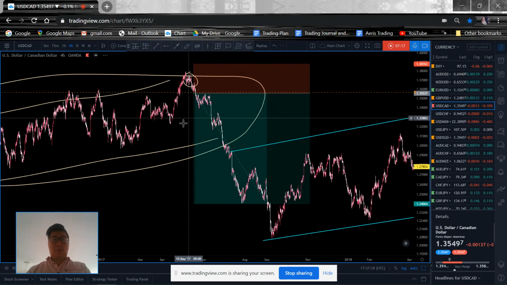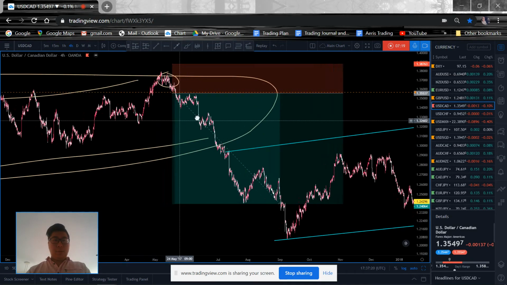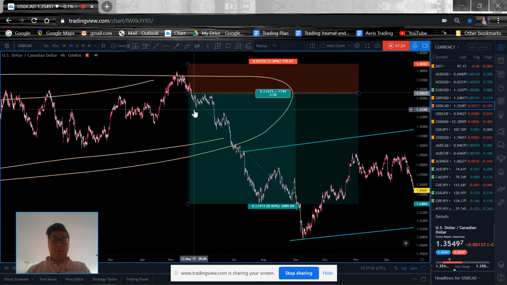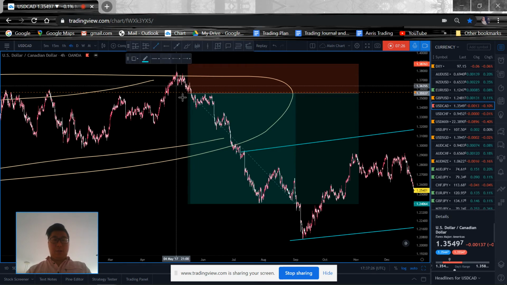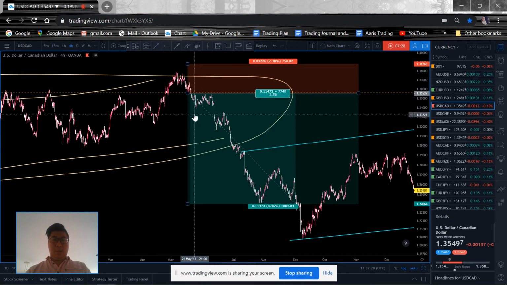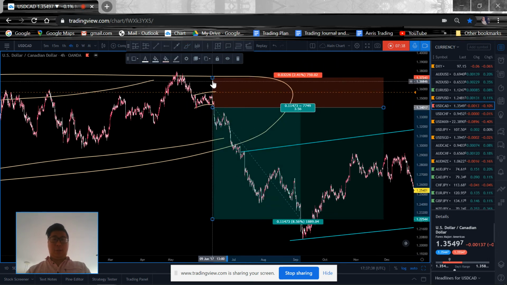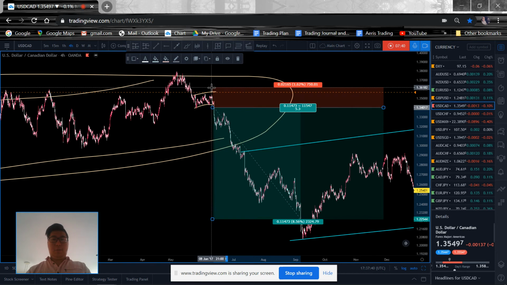Okay, so we're looking at this 4-hour chart right here. I say this is a correction right here, but I'm waiting for the first impulse and then the next correction, right? So we clearly see that this is a correction. Let me take this out. This is a correction right here, right?